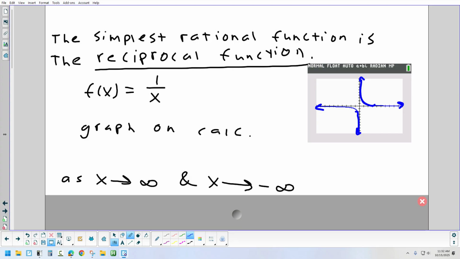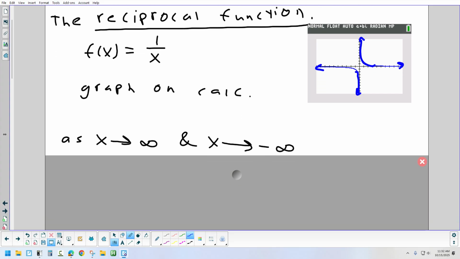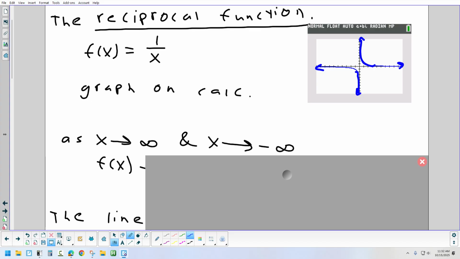So looking at the graph, as x approaches infinity, which means as you go to the right, or as x approaches negative infinity, as you go to the left, what is the y value approaching? The y value approaches something but never reaches this. Yep, 0. Right. It approaches, but it never reaches 0.